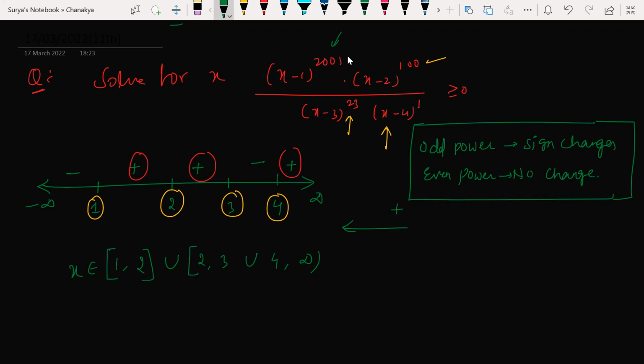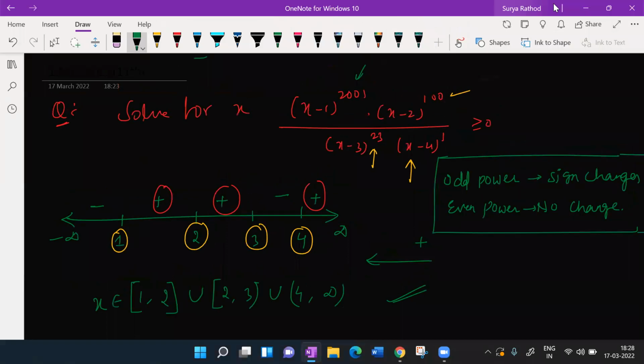Can we include 3 here? We cannot. Why? Because the denominator becomes 0 if we include it. So open bracket. Can we include 4? No. And infinity is always an open bracket. So this is my solution, this is my x. Understood? Any doubts?